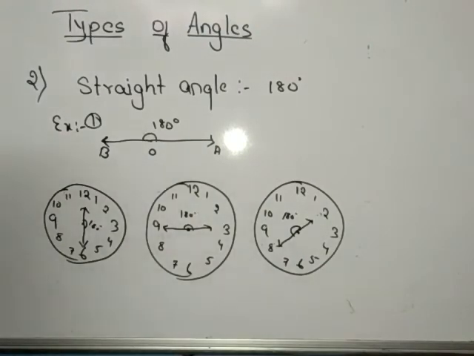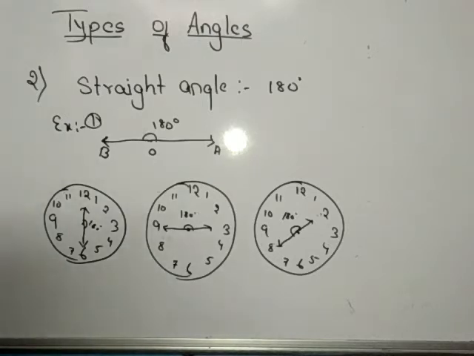This is about a straight angle. Once again we'll define what a straight angle is. A straight angle is an angle which measures 180 degrees. Such types of angles are called straight angles.